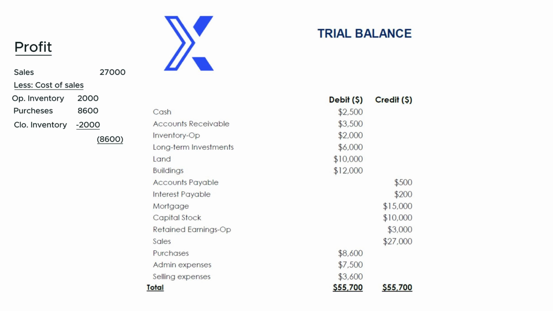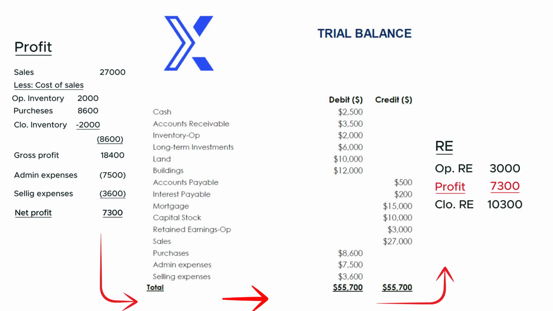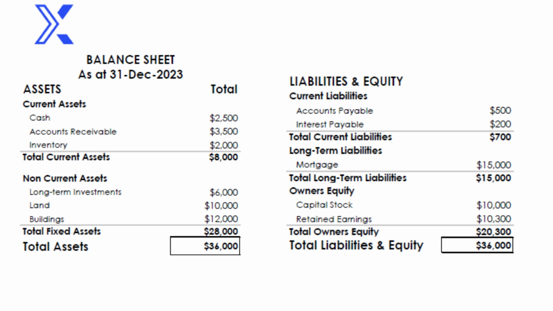And after deducting the cost of goods sold from sales, gross profit is calculated, and from the gross profit we will deduct the admin expenses and the selling expenses. This will bring us to the net profit for the year, and this net profit will be added to the opening retained earnings. So the opening retained earnings are 3,000, the profit for this year is 7,300, and then it will form the closing retained earning balance of 10,300. Now this is the balance of the retained earning that will appear on the balance sheet for the current year, and this is the balance sheet that is prepared from the trial balance.